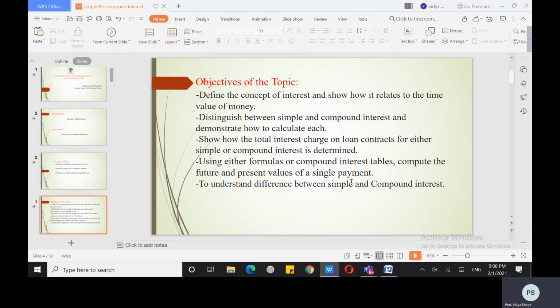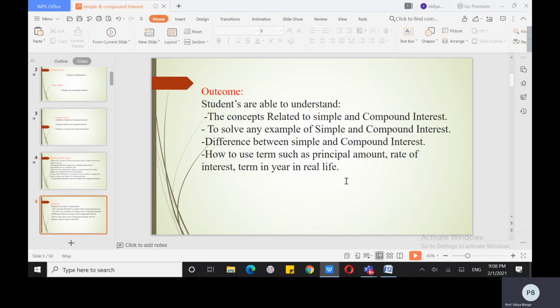To understand the difference between simple and compound interest. Now the outcome of this program is that students are able to understand the concepts related to interest, solve any example on interest, know the difference between interests, and use terms such as principal amount, rate of interest, and term in years in real life.